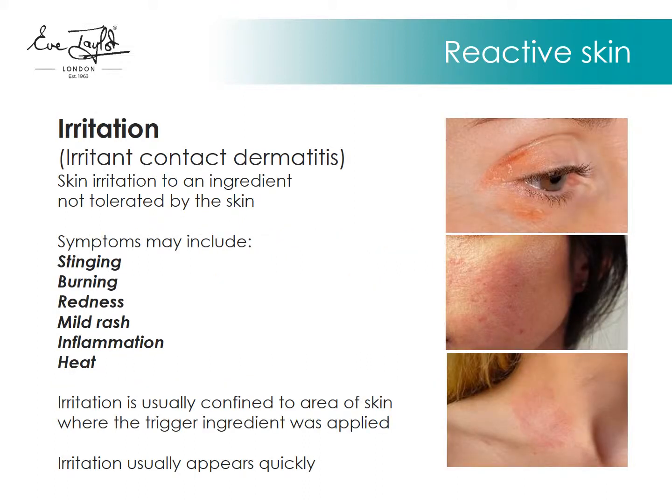We're going to look at the different forms of skin reactivity, beginning with irritation. Irritation is also known as irritant contact dermatitis. And this occurs when the skin becomes irritated to an ingredient which it struggles to tolerate. Now, it's very important that we understand that irritation to ingredients is more common than you may think. And many ingredients can cause irritation on the skin without it being an actual reaction.